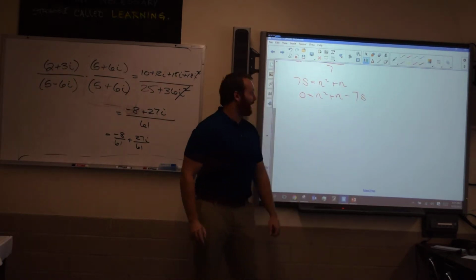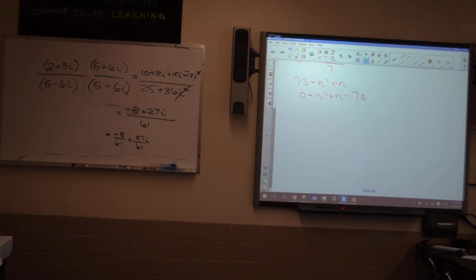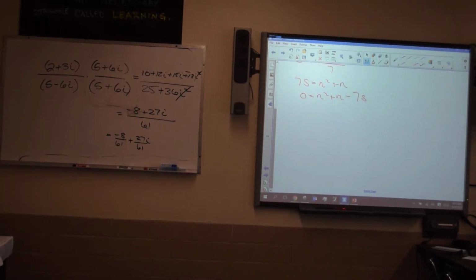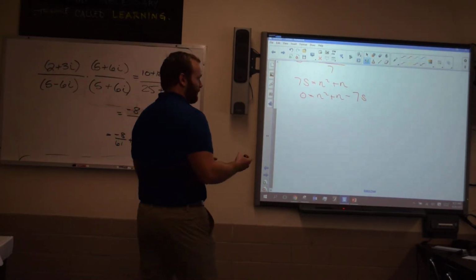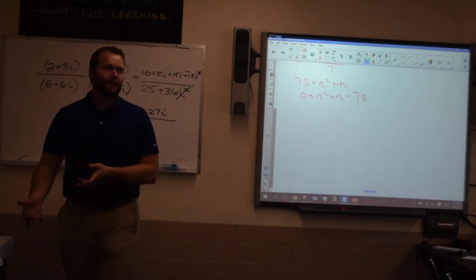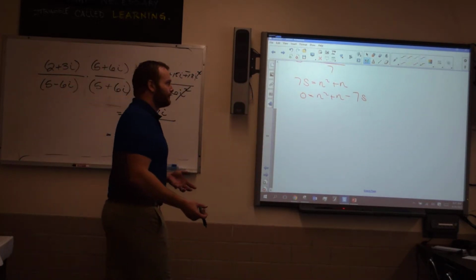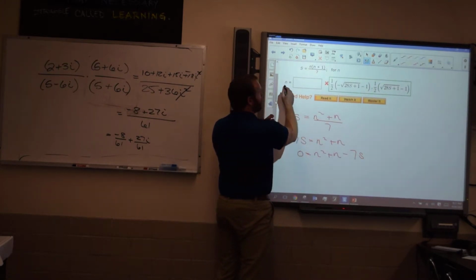Okay? Now, that's pretty ugly, right? You've got multiple variables in there. We can't really factor that using the A times C method or factor by grouping, which is the same thing, or the product and sum technique. So what's the default way of factoring a quadratic equation? Quadratic formula. Okay? And that's going to be nice because that's what we wanted to solve for, right?